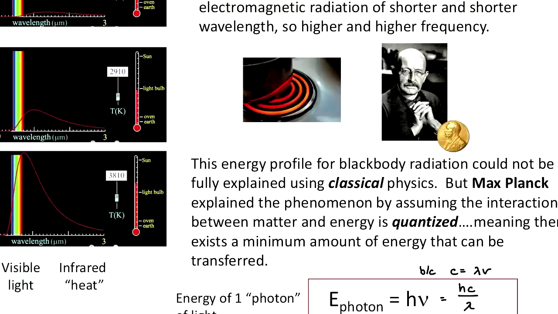So those are both the same equation. Use whichever one you have. If you're given frequency, use the frequency equation. If you're given wavelength, use the wavelength equation. This equation tells us the energy of one photon of light. So now we have light that has different properties. It has a wavelength, it has a frequency, and now light has an energy.